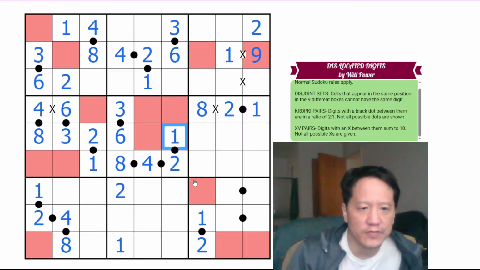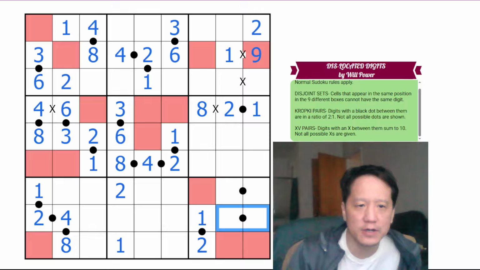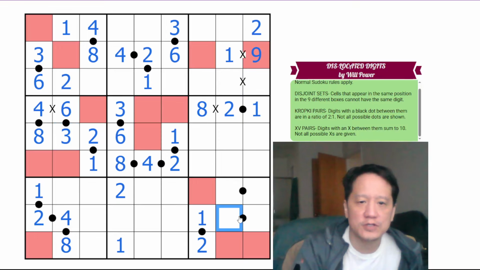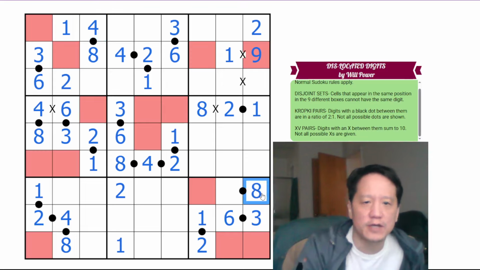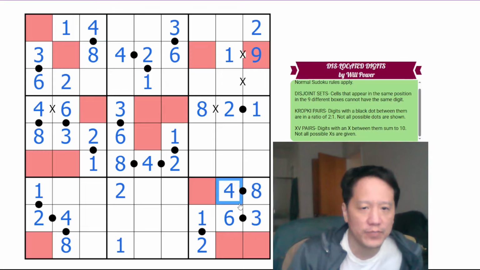Actually, that gave us a lot of information. This cannot be 4 and 8 because of the 4 in the row. So this must be a 3, 6 pair. And 3 cannot be in the central cell because of the 3 here by disjoint sets. So this must be 6 here and 3 here. This is 4 and 8. 4 cannot be in the upper right-hand corner because of disjoint sets. So this must be 8 and 4 here.